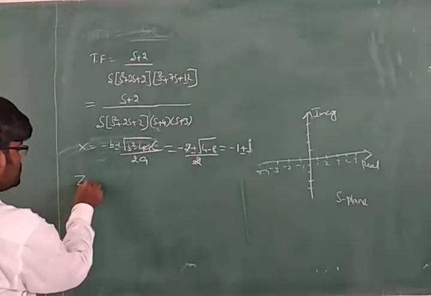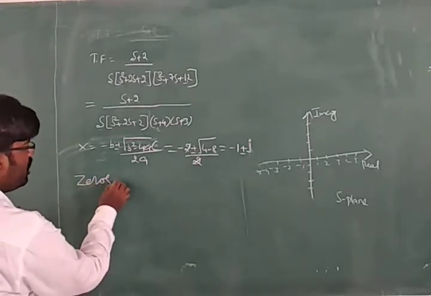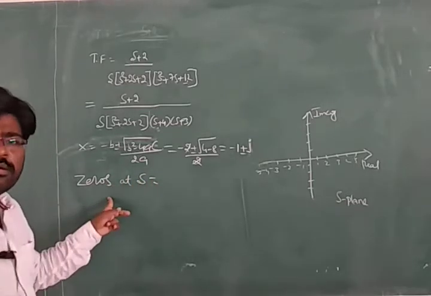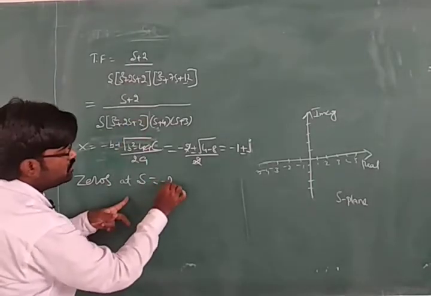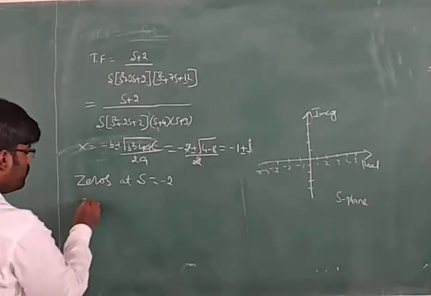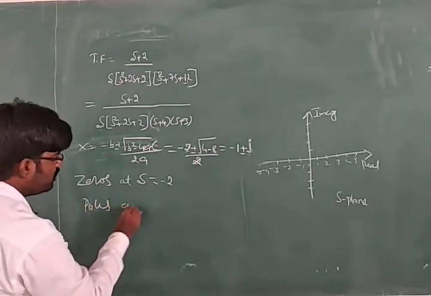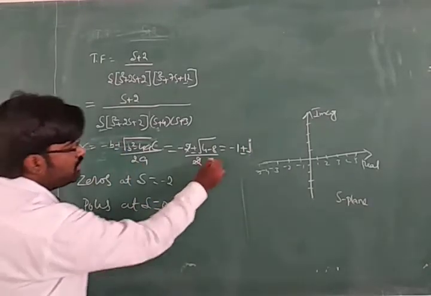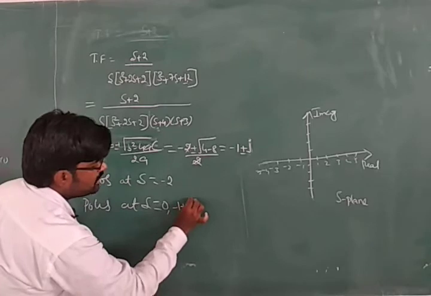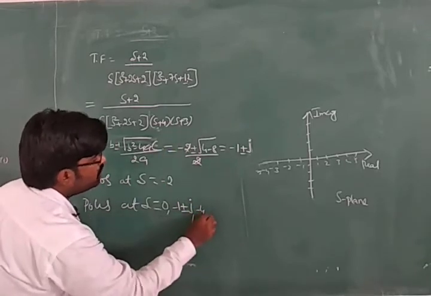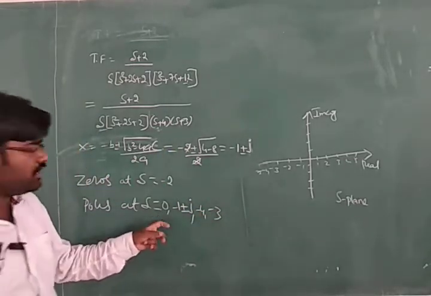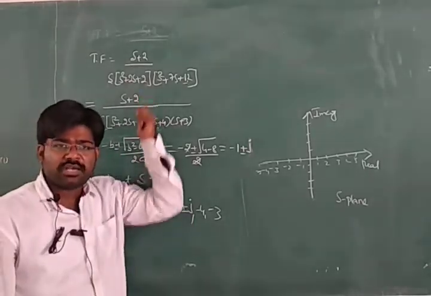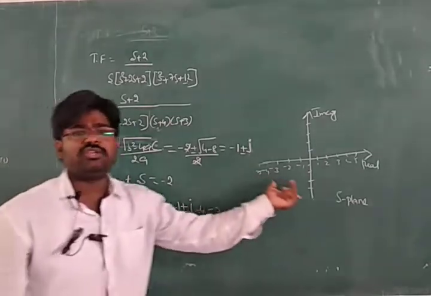Now write down the number of zeros and poles present in the equation. How many zeros are there? Zeros at s is equal to minus 2. Only 1 zero is there. And how many poles are there? Poles at s is equal to 0, then minus 1 plus or minus j, then at s is equal to minus 4, then minus 3. These are the poles and these are the zeros present in the given transfer function. Using these, let us draw the s plane.